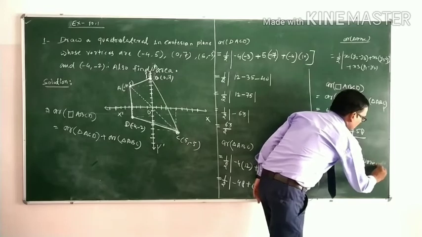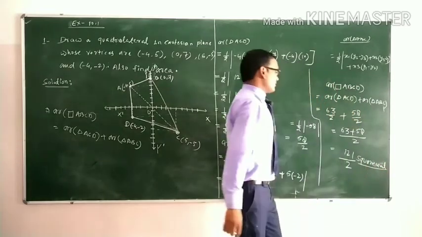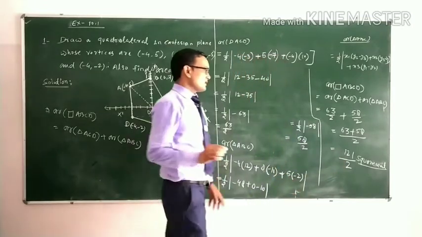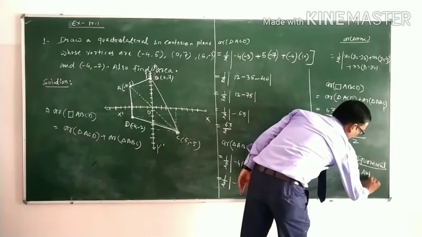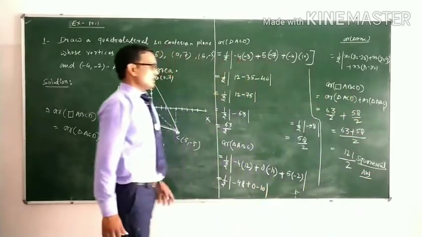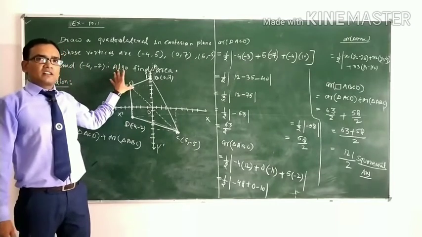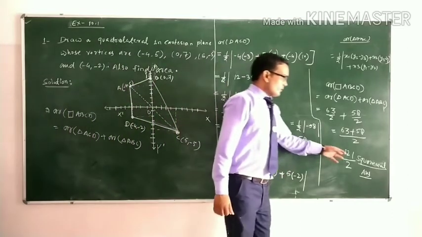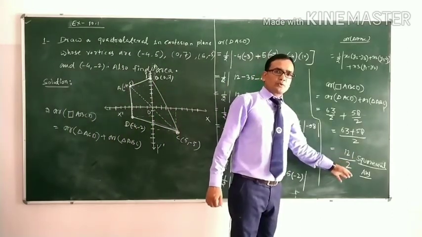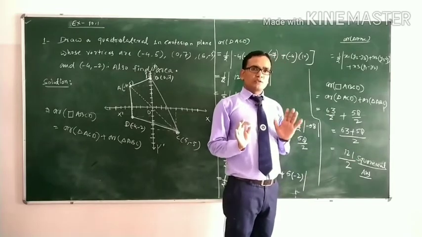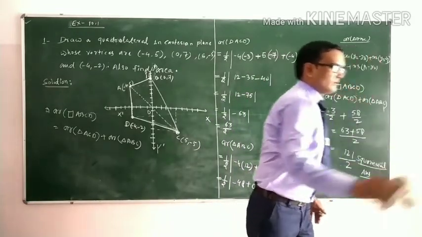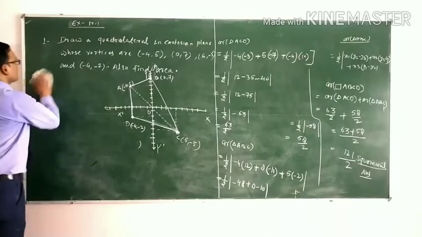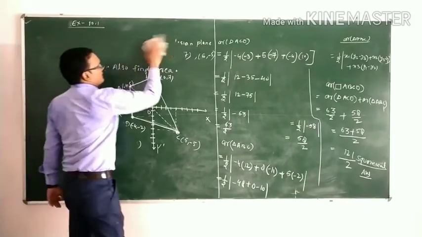121 upon 2. Finally, this is our answer. That means area of quadrilateral ABCD is 121 upon 2 square unit. Okay students, you are satisfied? Now let us move on to question number 2 of exercise 10.1.